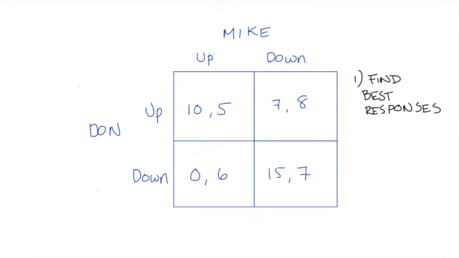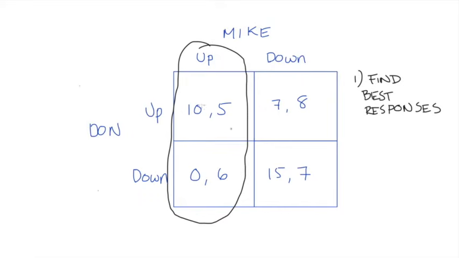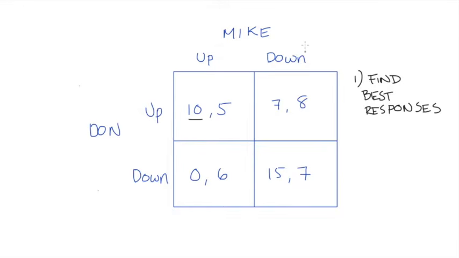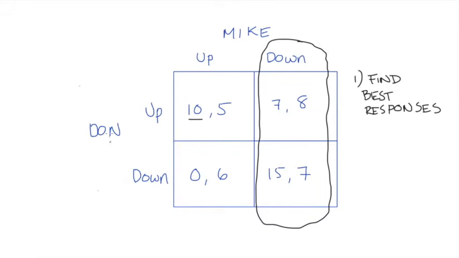If Mike goes up, we're on this column here. Don could go up and get 10 or down and get 0. The best response here is for Don to go up because 10 is greater than 0 and Don wants the highest payoff possible. I'm going to underline under 10 in order to indicate this. If Mike goes down, we're now on this column here. If Don goes up, he gets 7, and if down, he gets 15. Again, since 15 is greater than 7, Don's best response is to go down.